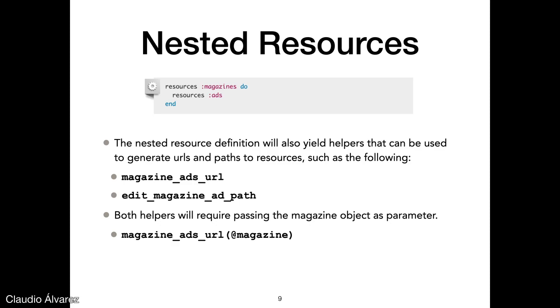So all of these route definitions will also yield automatic helper methods that become available for you to use, such as, for instance, magazine ads URL. In that case, you pass a magazine as the parameter, and that will generate an HTML link for you. You can put that in your views, and we'll see that in a while because we haven't yet introduced ActionView. But this is just to give you a sense of the purpose of the routing system as well, that it can generate automatic helpers for URLs and paths.